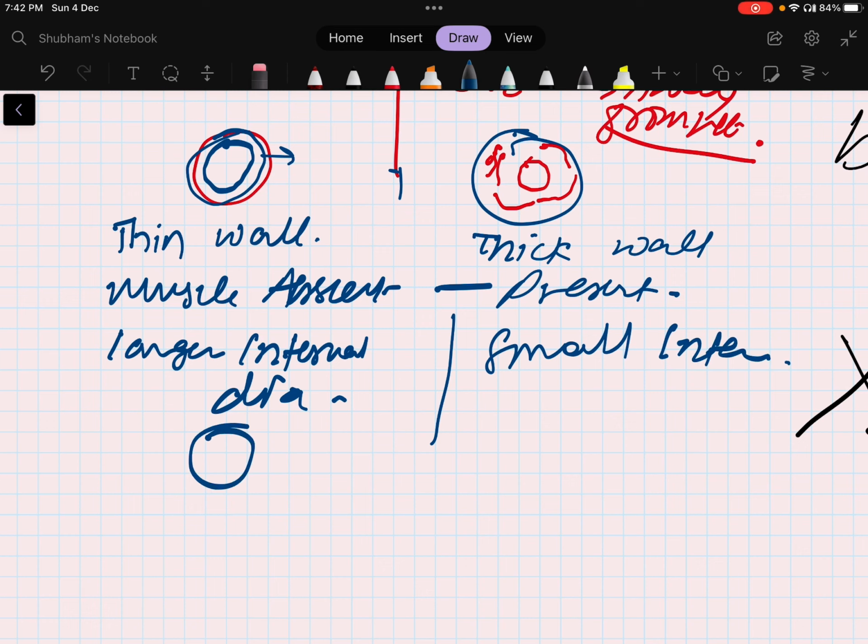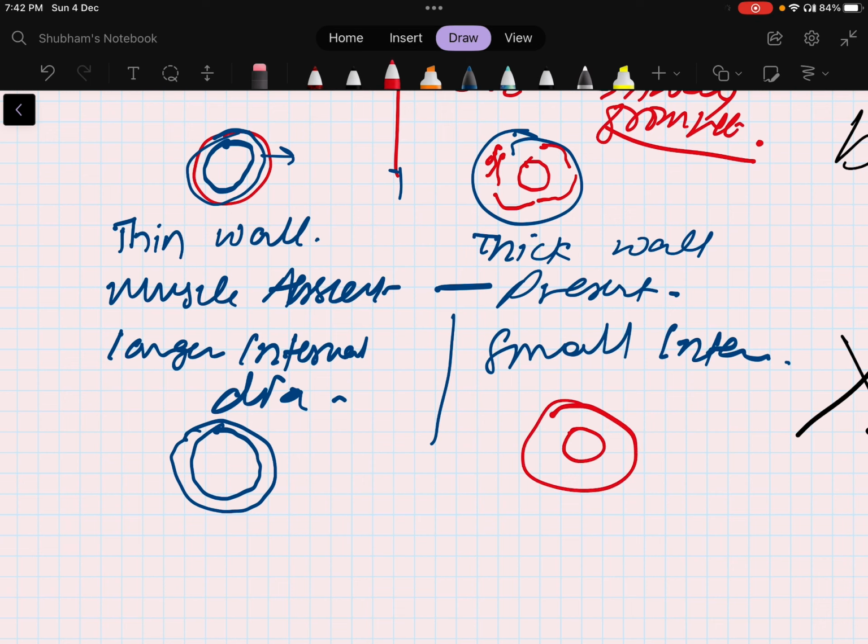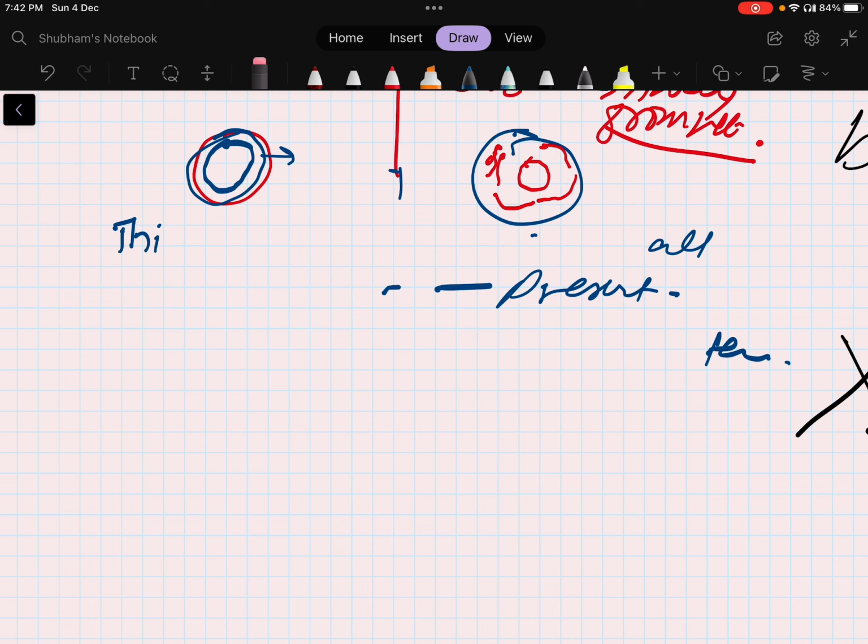If we have two vessels of the same outer thickness and you want to know which one is which, you can just look within the lumen. In the vein, you will have a larger lumen. In the artery, you will have a smaller lumen. Right?